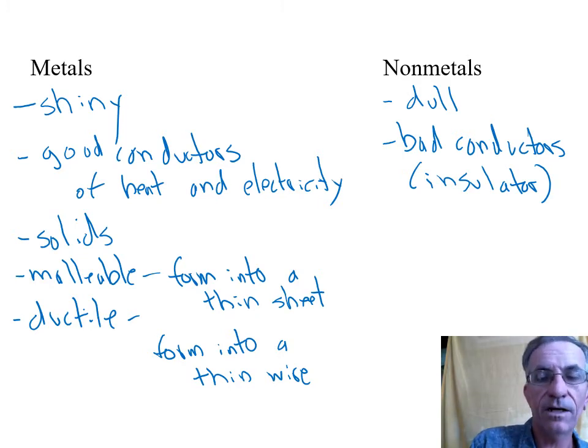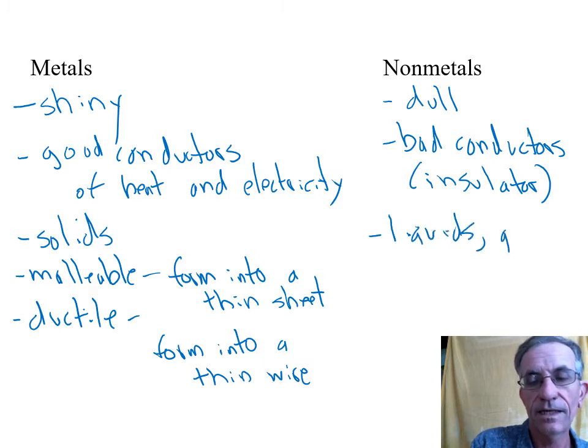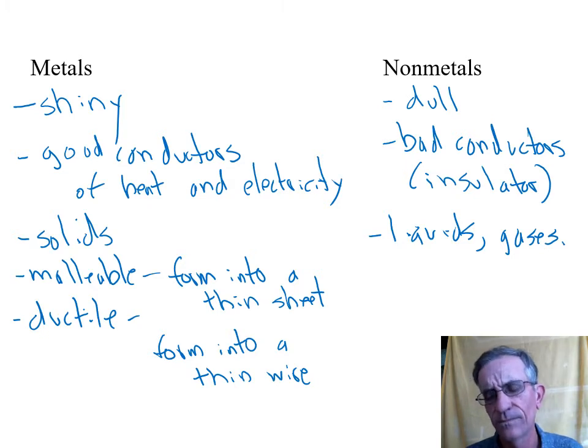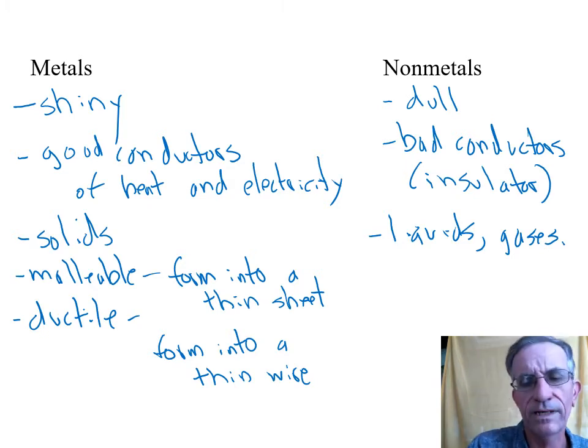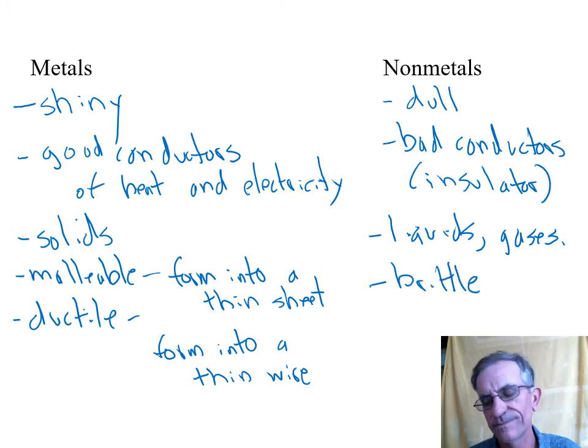Most of them are liquids and gases. And then the opposite of being malleable and ductile is being brittle. All right, so let me explain a little bit more about those terms. I have a few examples here. Let's start off with the nonmetal.